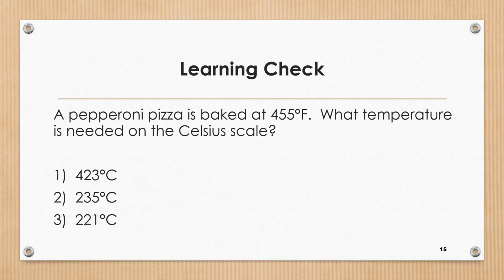Another learning task. A pepperoni pizza is baked at 455 degrees Fahrenheit. What temperature is needed on the Celsius scale? 1, 243 degrees Celsius, 2, 235 degrees Celsius, or 3, 221 degrees Celsius. Let's see the answer.